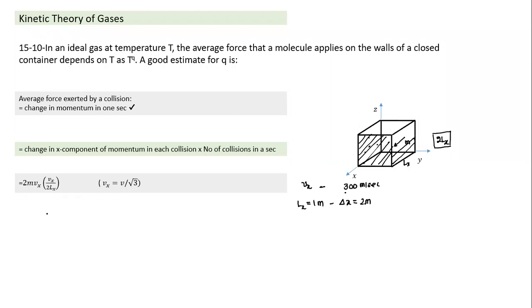So what we find here is that the force exerted by each molecule is proportional to Vx squared, which is proportional to V squared, but V is proportional to T. Hence, the force exerted by each molecule is proportional to temperature, as Q is equal to 1. So what I have done indirectly is a kind of quick derivation.